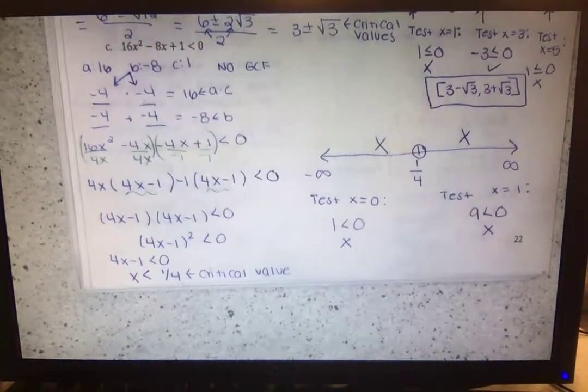So what's our answer? 1/4. Does 1/4 work? No. So does anything work? No. So no solution.